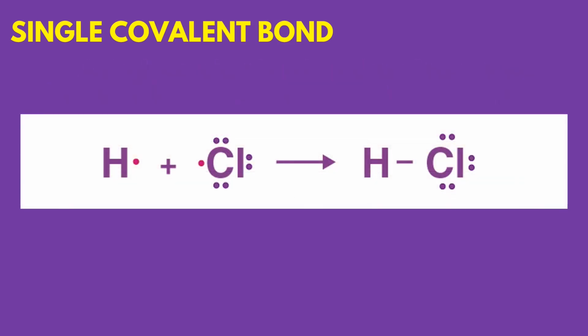For example, the hydrochloric acid or HCl molecule has one hydrogen atom with 1 valence electron and one chlorine atom with 7 valence electrons. In this case, a single bond is formed between hydrogen and chlorine by sharing 1 electron.